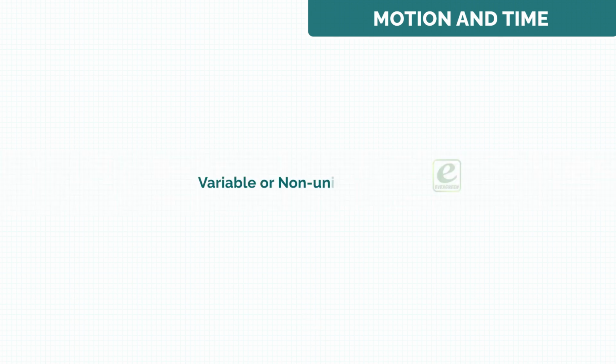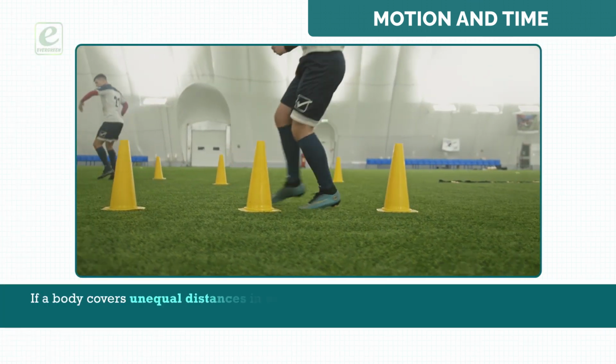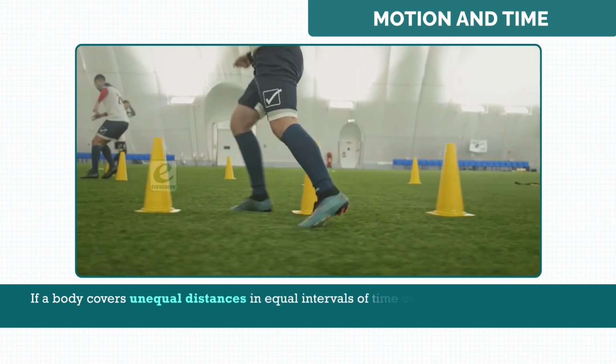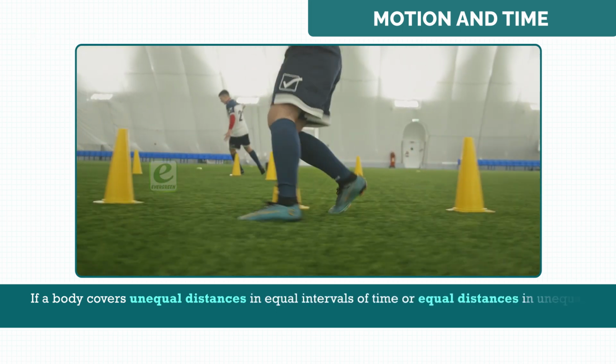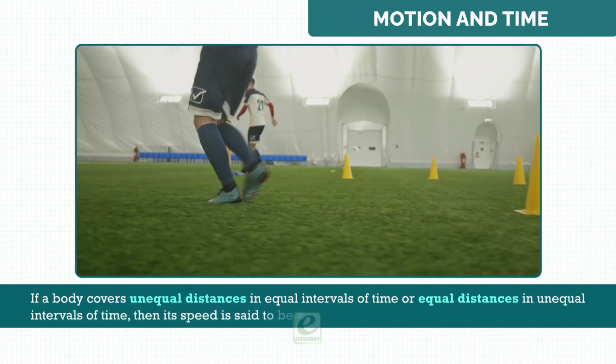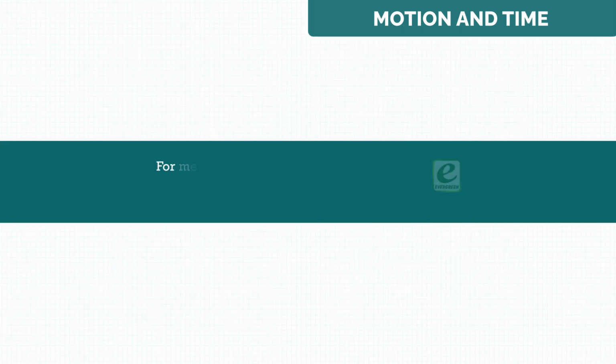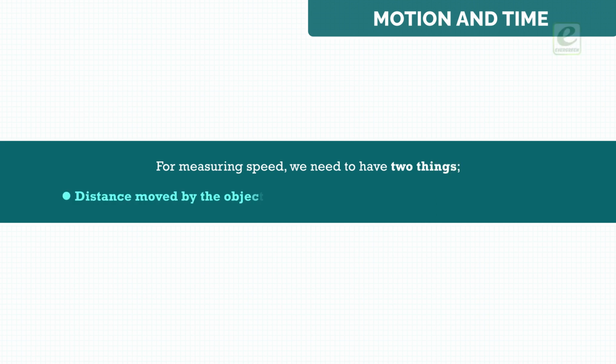Variable or non-uniform speed. If a body covers unequal distances in equal intervals of time or equal distances in unequal intervals of time, then its speed is said to be non-uniform. For measuring speed, we need to have two things: distance moved by the object, time taken to move this distance.